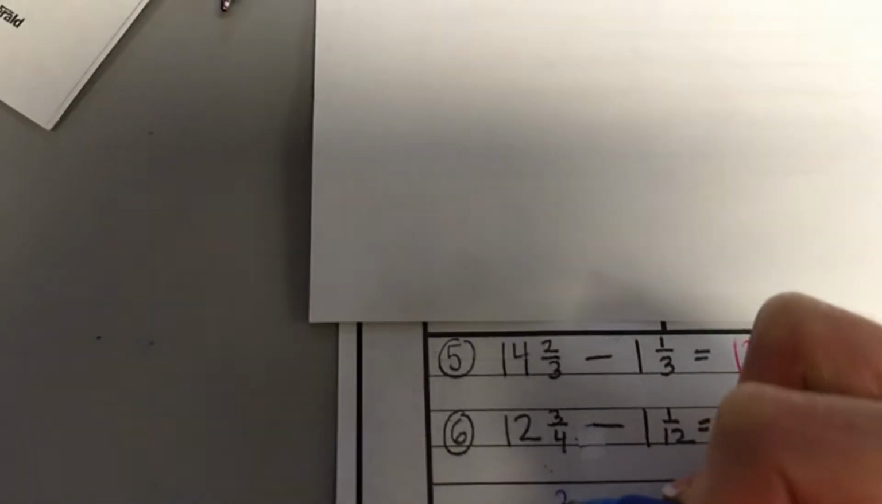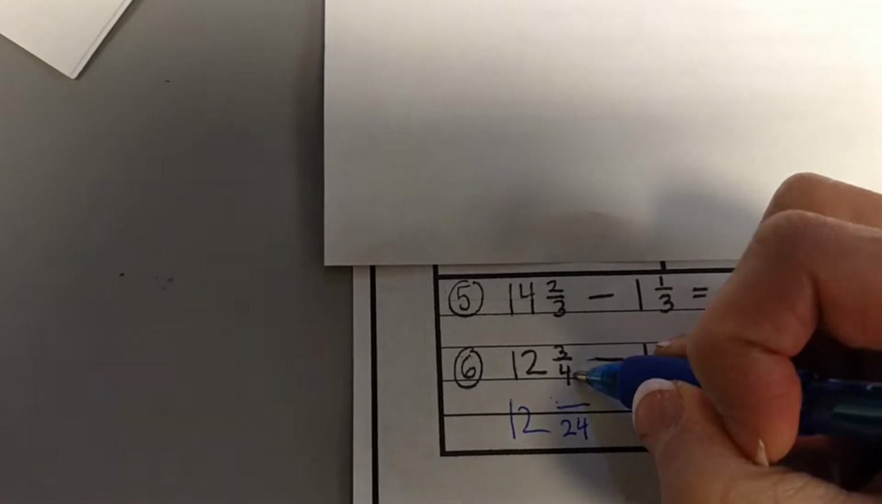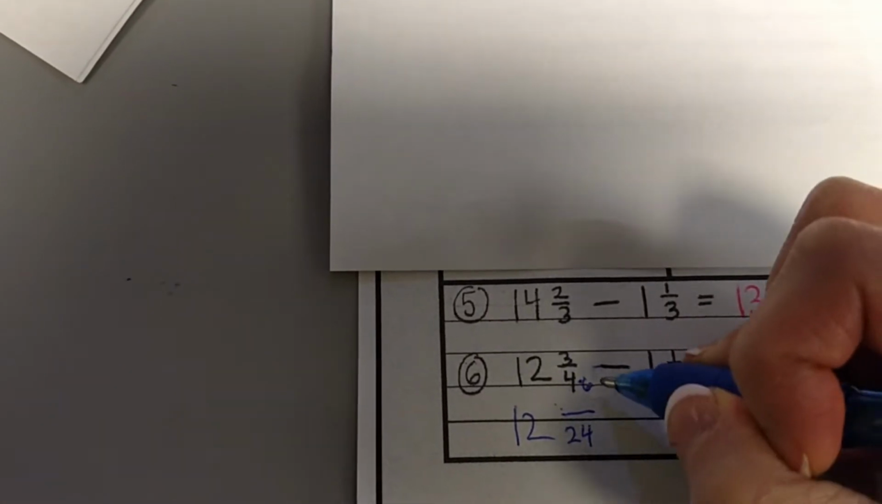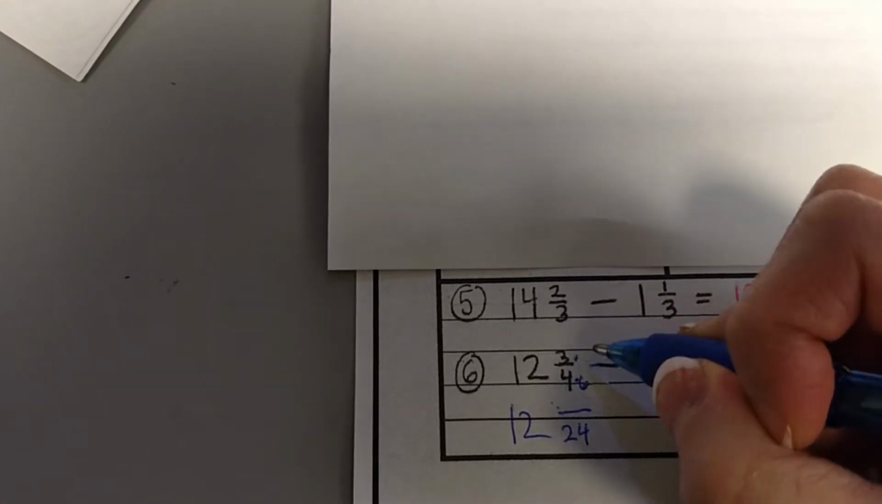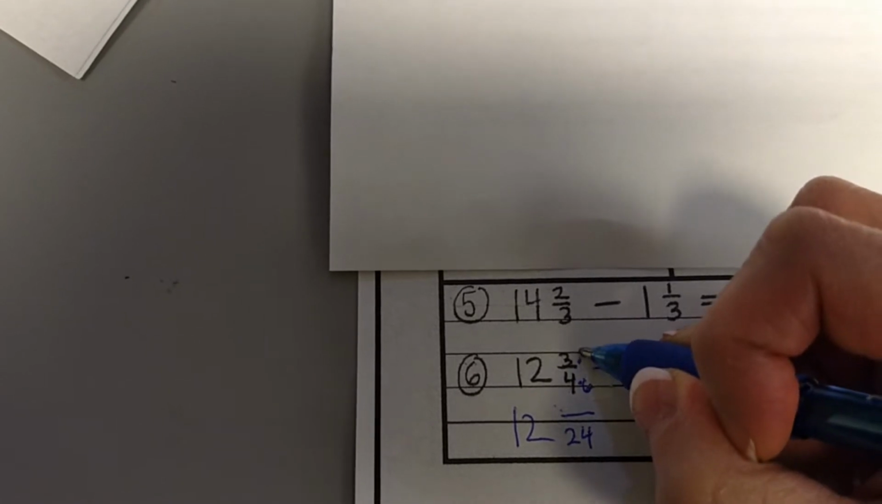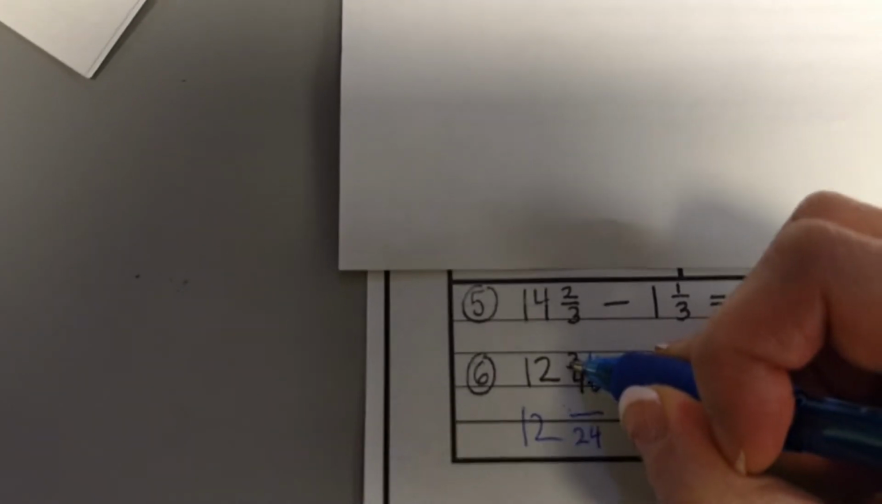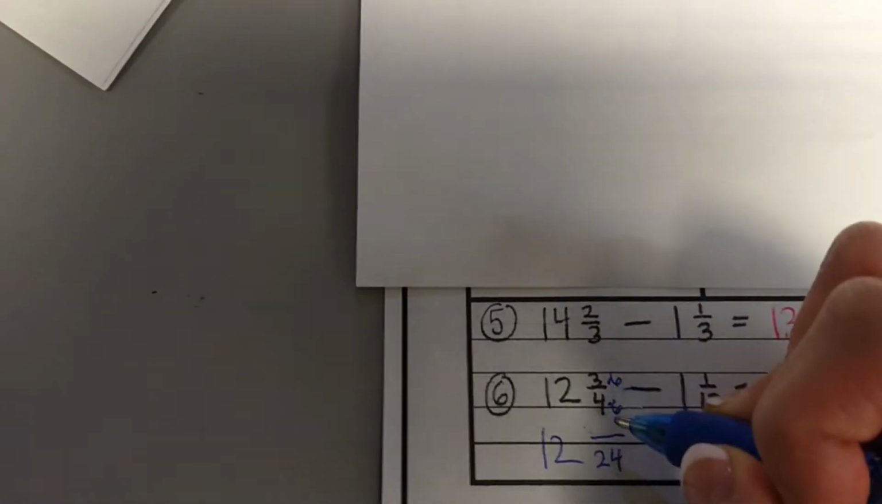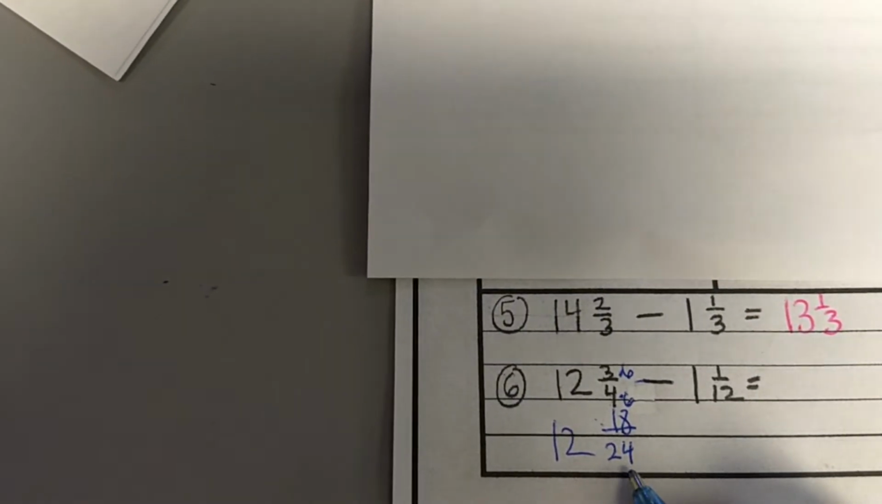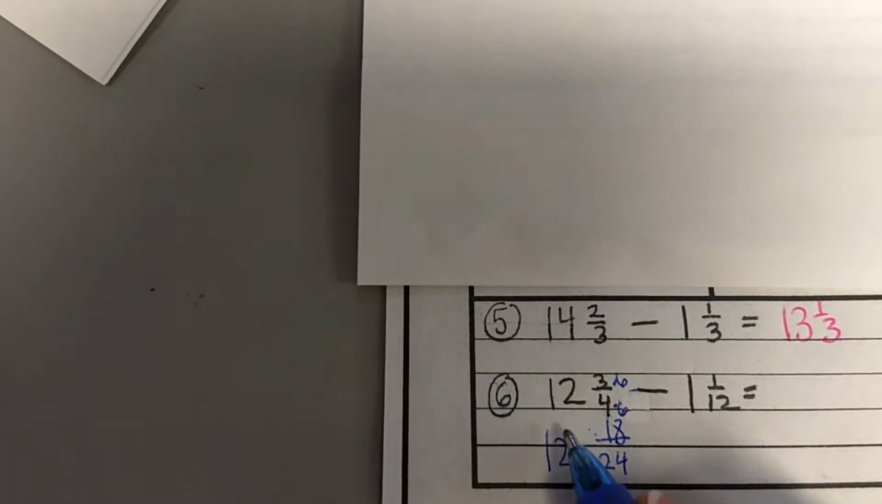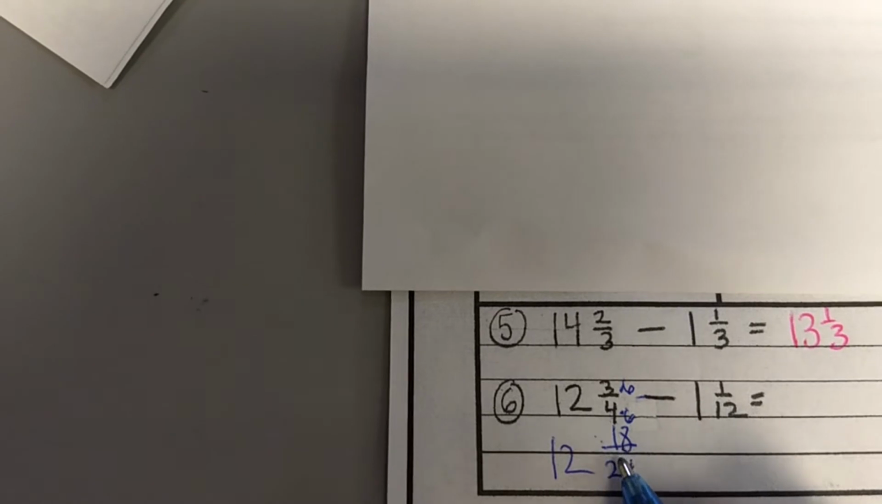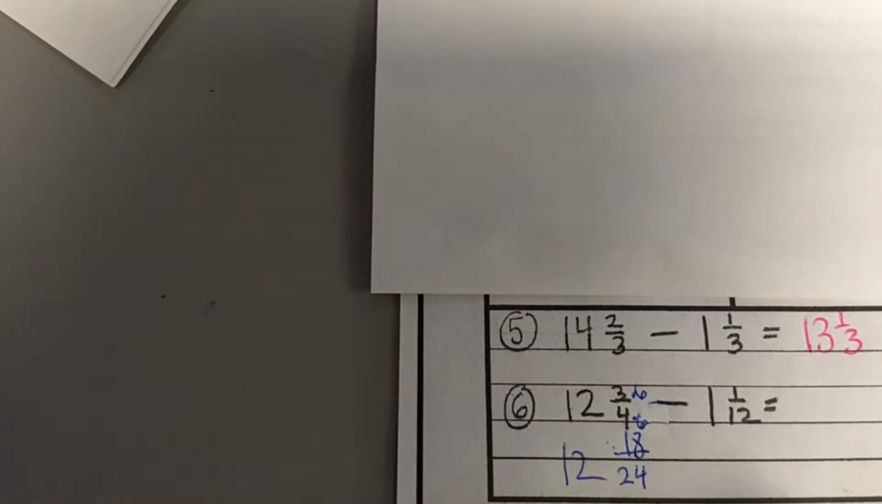So I'll write that right there. I'm going to keep that 12. So 4 times what number gives you 24? Well, 4 times 6 to get the 24. So therefore we have to do the same thing to the numerator and multiply it by 6 as well. So 3 times 6 is 18. So 12 and 18/24ths is the exact same thing as 12 and 3/4 because 18/24ths simplifies to 3/4.